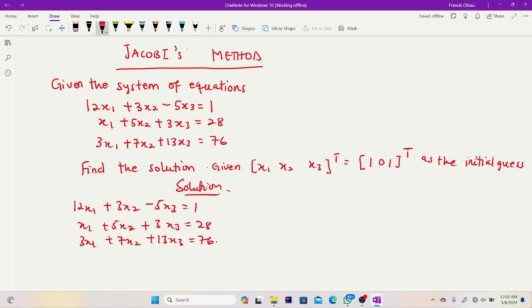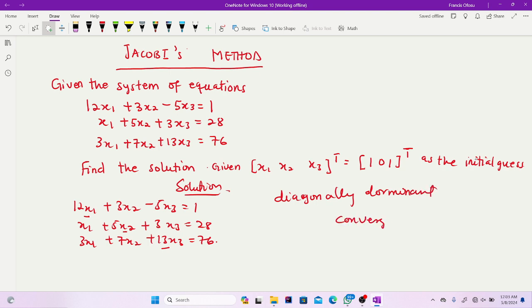So to use the Jacobi's method, you are to make the first unknown, x1, the variable in the first equation, x2 the variable in the second equation, and x3 the variable in the third equation. In all cases, you realize that the coefficient of x1 has the highest magnitude of all the three. The coefficient of x2 in the second equation has the highest magnitude of all three. And finally, x3 in the third equation has the highest of all three. This is what we call diagonally dominant.